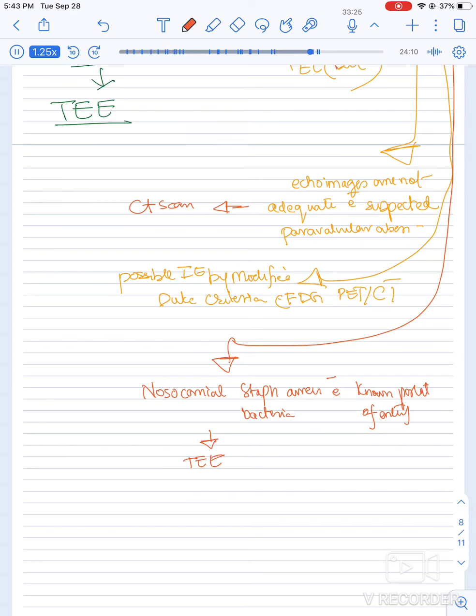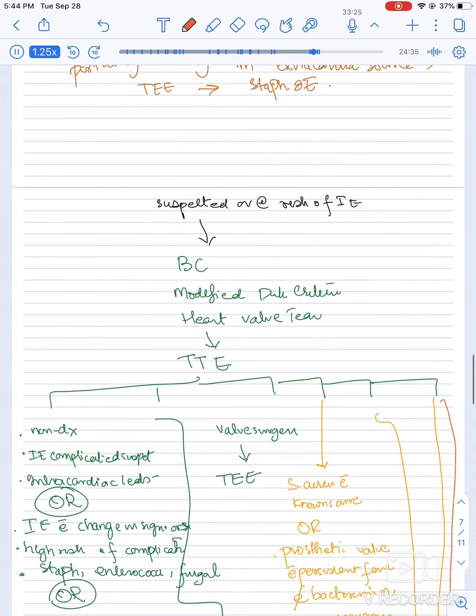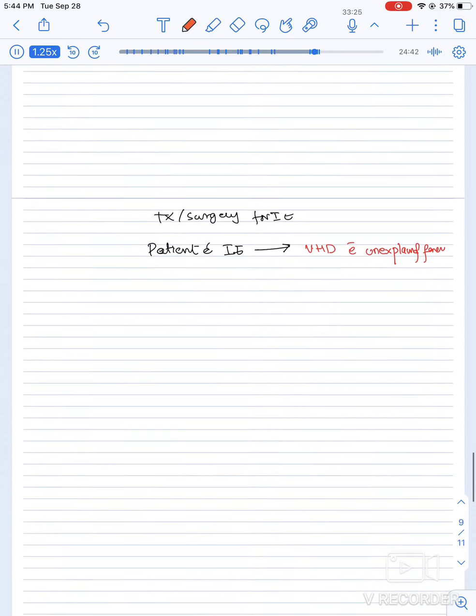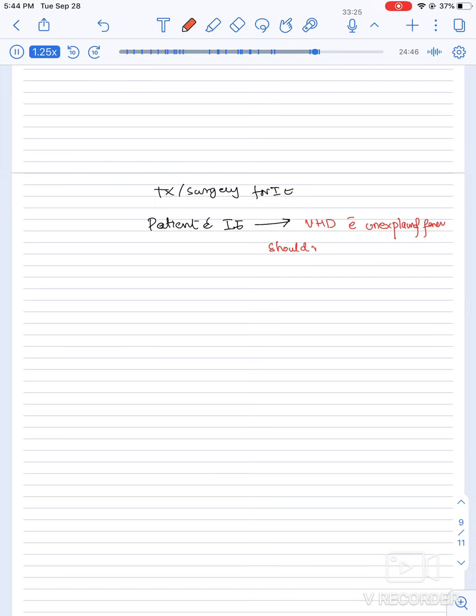Okay, so now we are going to talk about the treatment and the surgery for infective endocarditis, based on the recommendations. So for patients with infective endocarditis, a class 3 harm that I want to talk about is that if the patients have valvular heart disease with unexplained fever, they should not receive antibiotics without blood cultures. So just because they have a valvular heart disease and they have unexplained fever, they should not be started on antibiotics without getting the blood culture first.